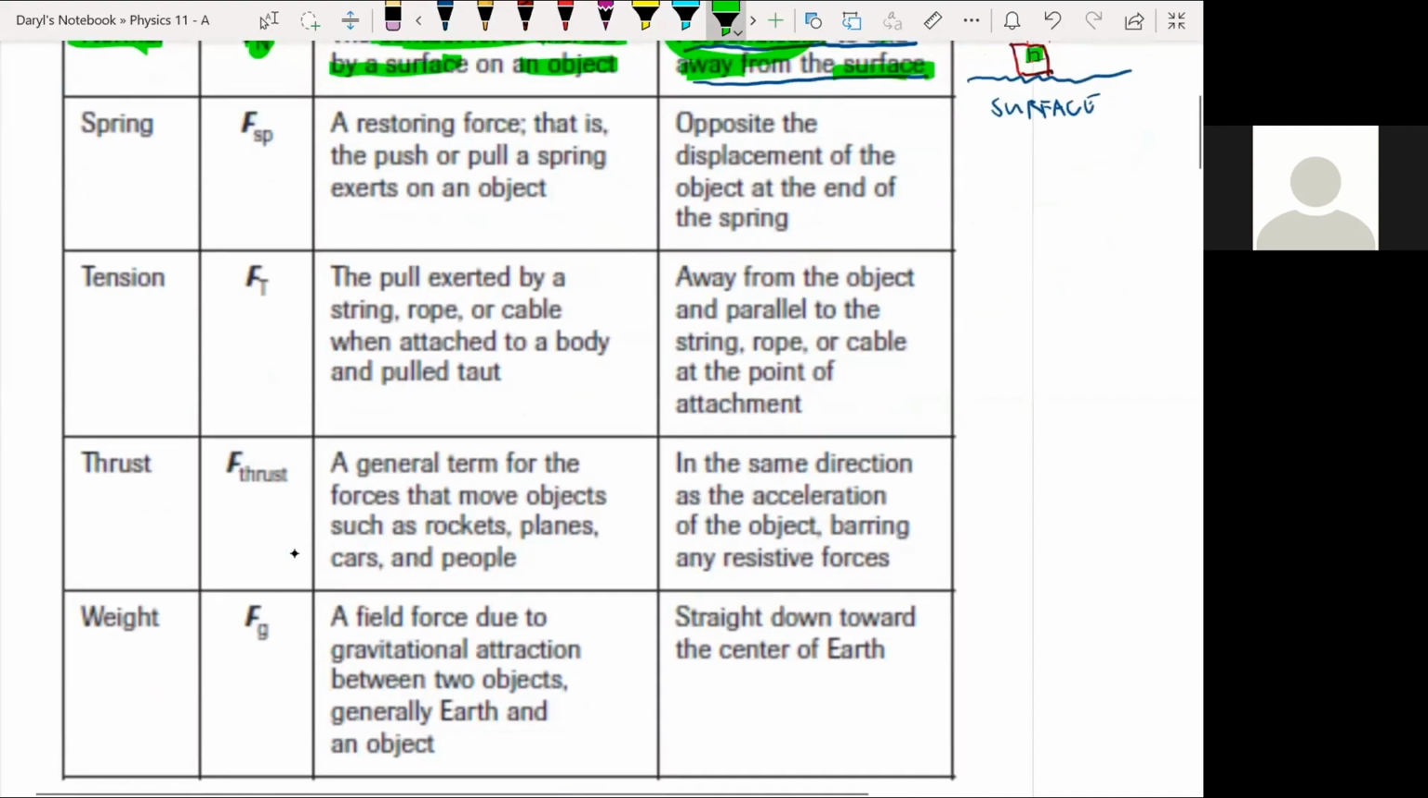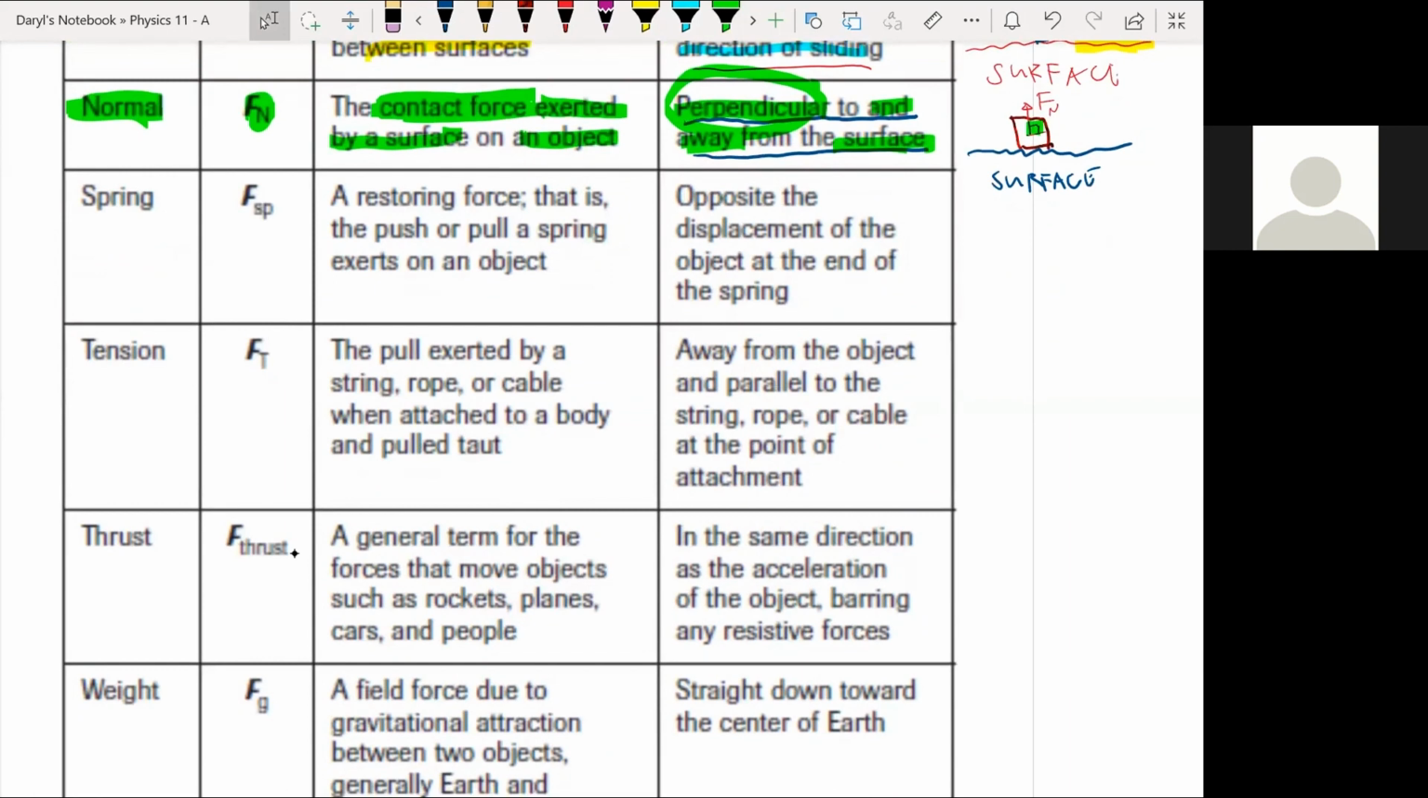And spring force, well, not necessarily a common one, but if we're going to talk about Hooke's law, we'll be encountering this. So it's a restoring force. It's either a push or a pull of a spring that is exerted on an object.